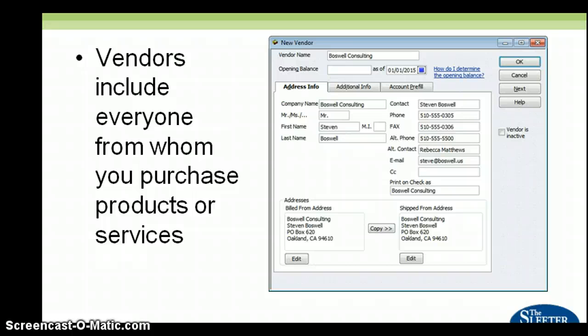And here's a screenshot of what it looks like to enter a bill. It is important that we include as much information for that invoice on that vendor as possible, including information in an additional tab, which includes account number, general ledger, and so forth.